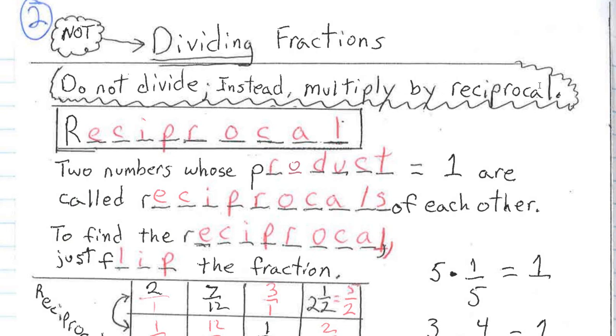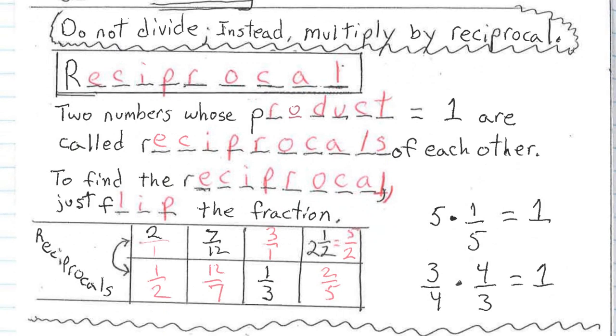Multiply by reciprocal. And that word, reciprocal, R-E-C-I-P-R-O-C-A-L, reciprocal. Again, you can pause the video at any time. Okay, so what's reciprocal? That's two numbers whose product. Two numbers whose product, and remember, product means to multiply.